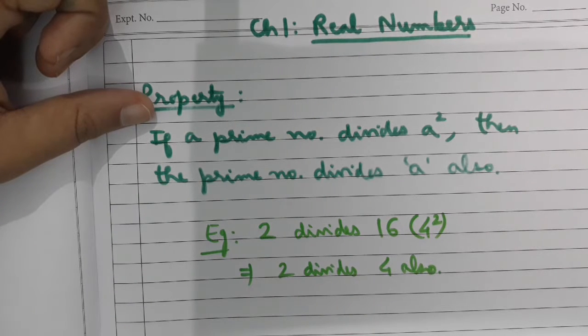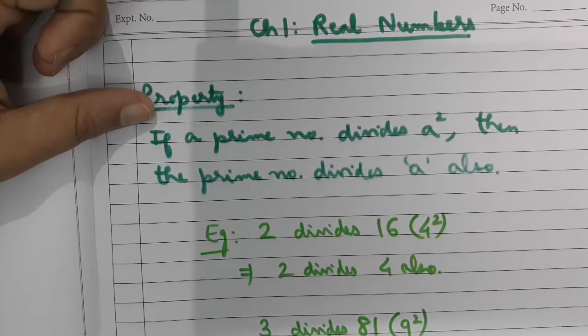Let us take one more example. We take another prime number, 3. Now 3 is a prime number and we know that 3 divides 81, or we can say that 81 is divisible by 3. Now 81 can be written as 9 square. So if 3 divides 9 square, then according to the property, 3 divides 9 also.